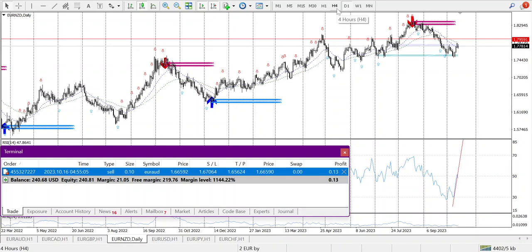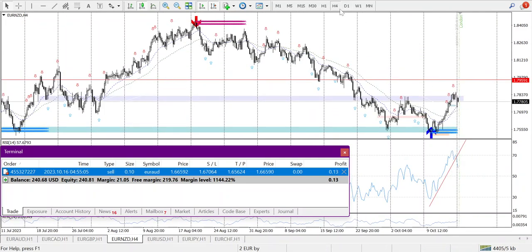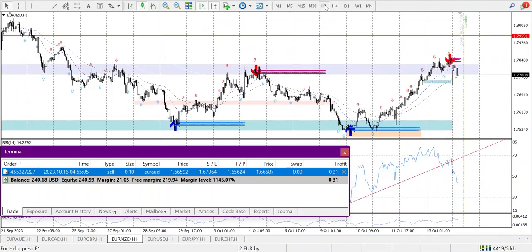Daily took support three days back, and it was a good profit area. Now it is coming into a zone, I think. So this was a very good area to trade, and I think I made some good profit in this Euro NZD. I can't remember right now.